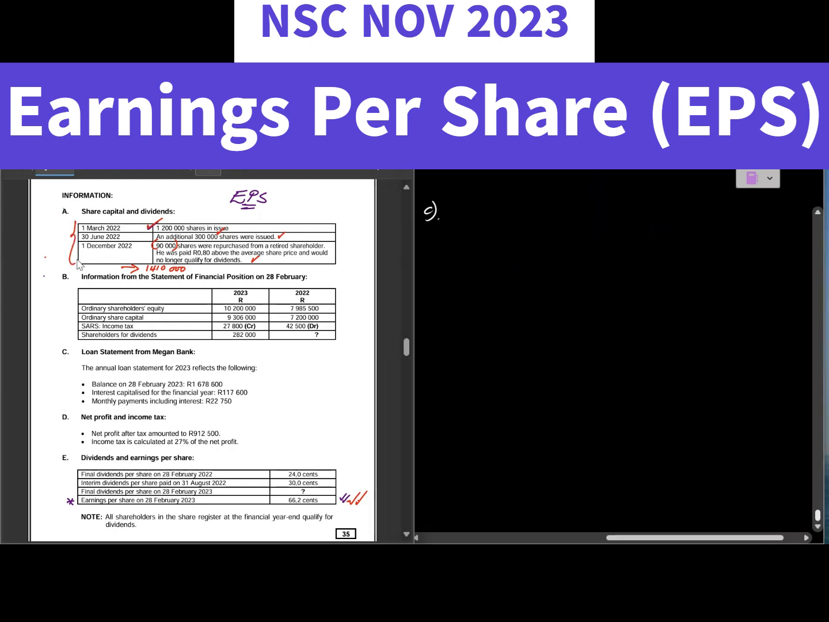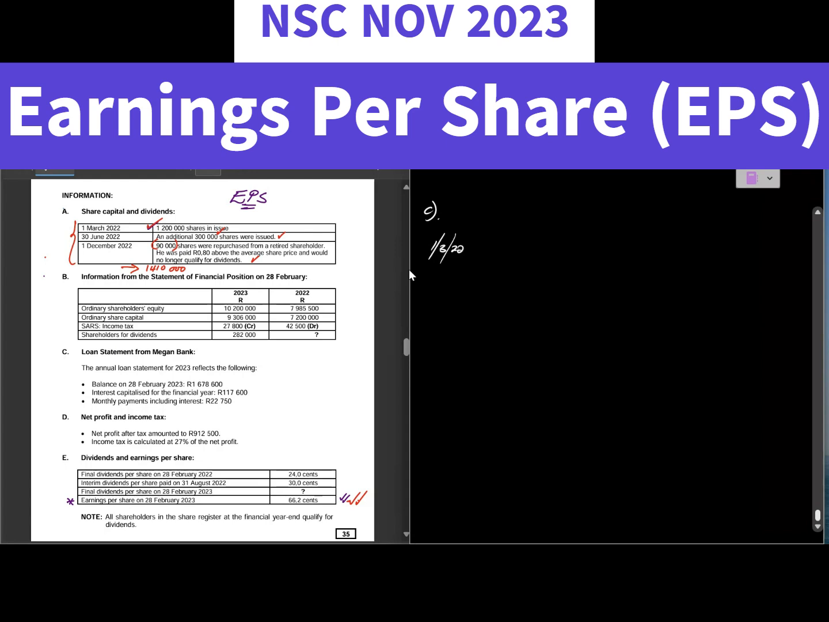Look at your dates and you say from the 1st of March 2022, we had 1.2 million shares. And these shares change on 30 June. So it's from the 1st of March until 30 June. On this period, we had 1.2 million shares. And for how many months did we have this 1.2 million shares? We had it from March, April, May, June. So we had this number of shares for 4 over 12, 4 months.